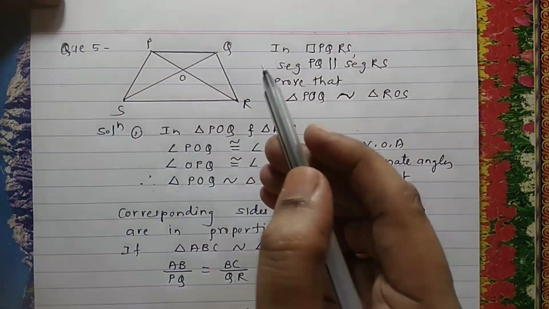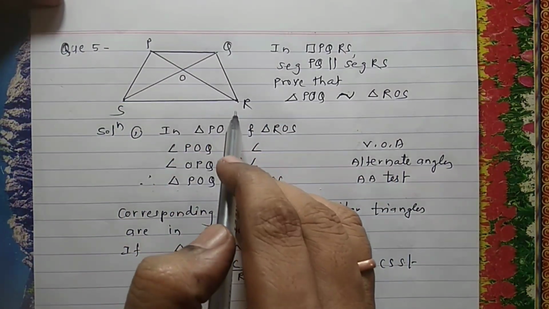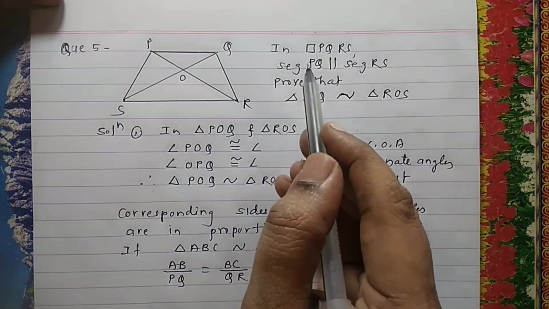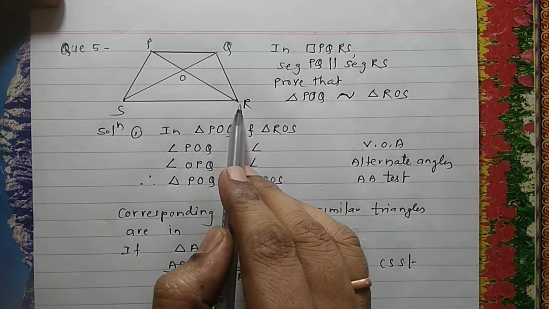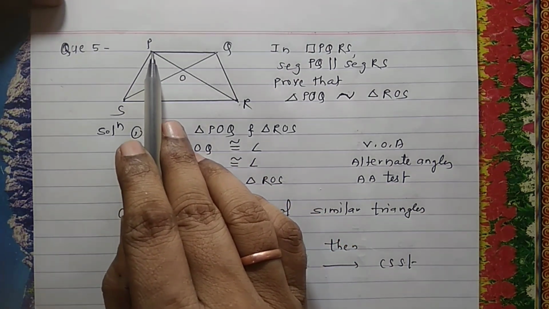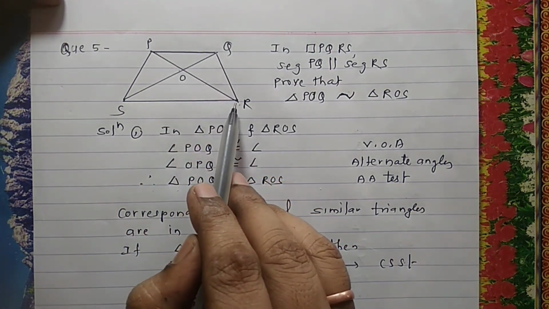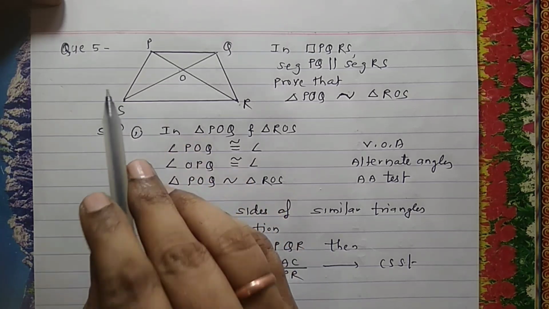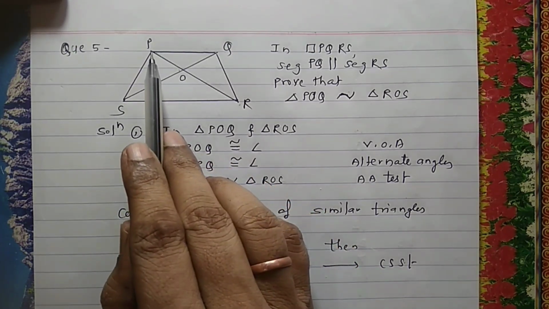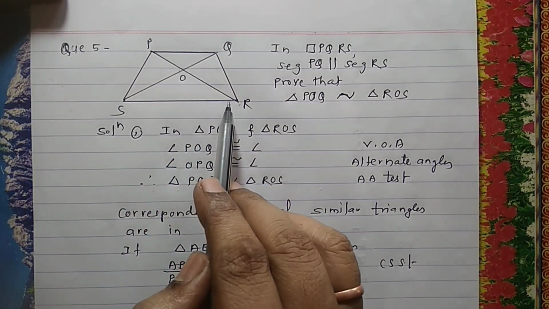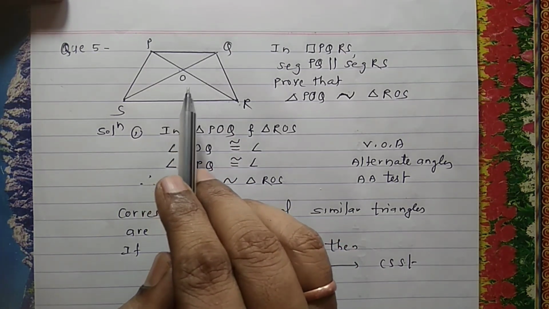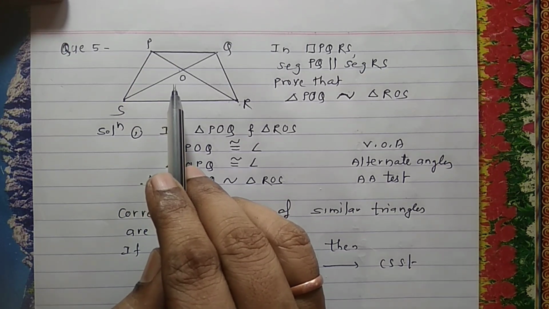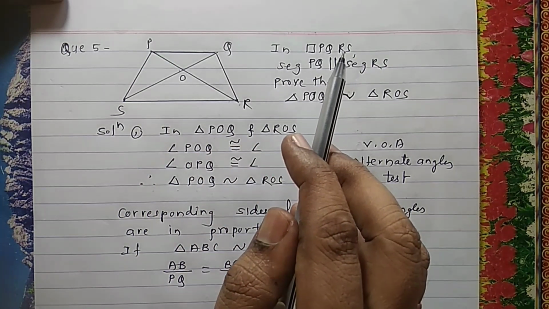Examples. Question number 5. Here quadrilateral PQRS is given trapezium. PQ is parallel to RS. What I have to prove? Triangle POQ is similar to triangle ROS. As we know that if lines are parallel, then corresponding angles are congruent. Alternate angles are also congruent. And interior angles are supplementary.